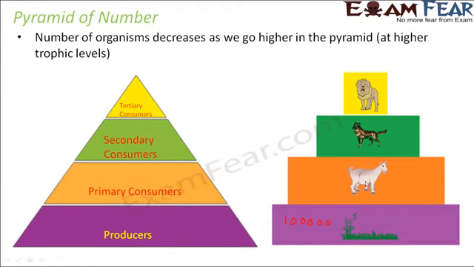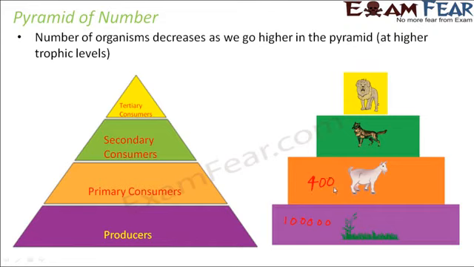Now at the primary consumer level are these goats. Let us suppose goat is at the primary consumer level. So it has been observed that the number of goats at the primary consumer level decreases to somewhere around 50 or 100.